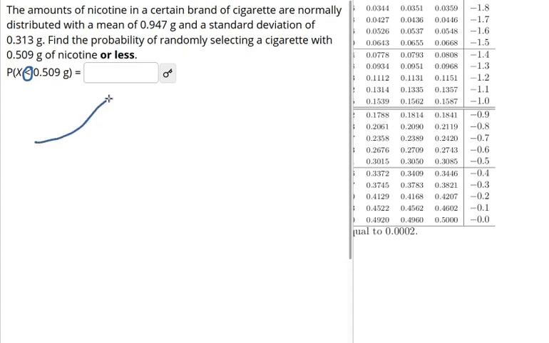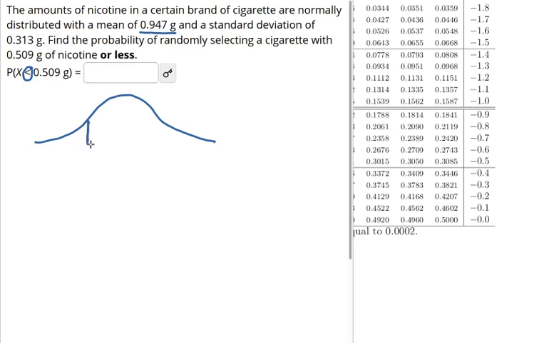What I always start doing is drawing my normal distribution, and take note that the middle of that normal distribution is the mean that you're given. So when I want to find the probability of being less than 0.509, because 0.509 is less than my mean, it'll be somewhere over here on the left. All right, so I'll do this in a few different ways.